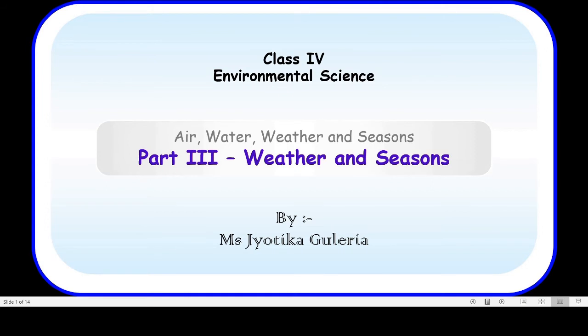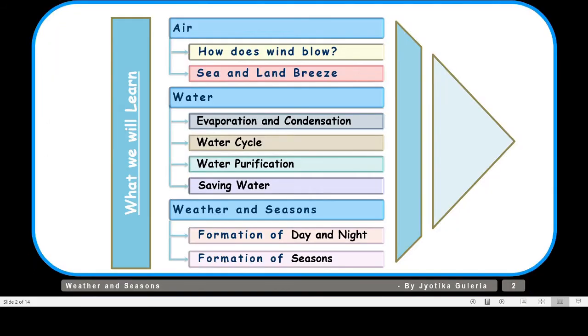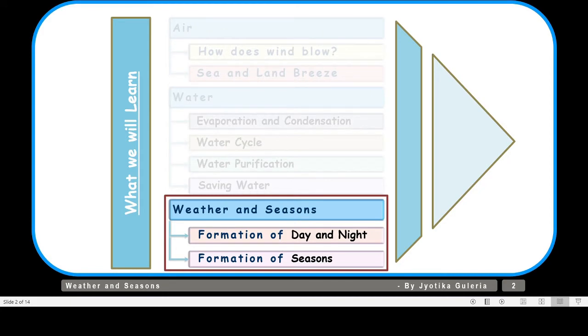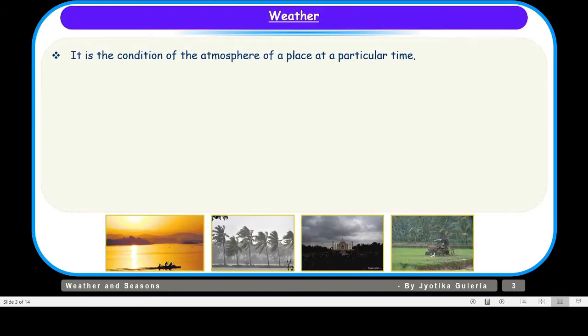So children, as we have already talked about air and water in our previous videos, today in this video we'll talk about weather and seasons. And let us first understand what is weather. It is the condition of the atmosphere of a place at a particular time, or you can also say that day-to-day condition of the atmosphere of a place is called weather.